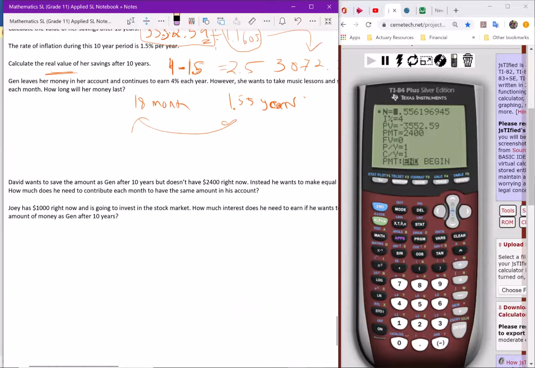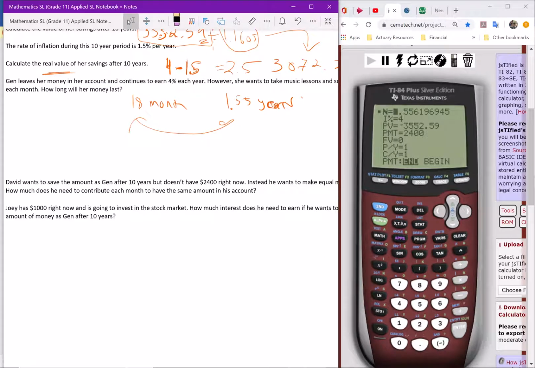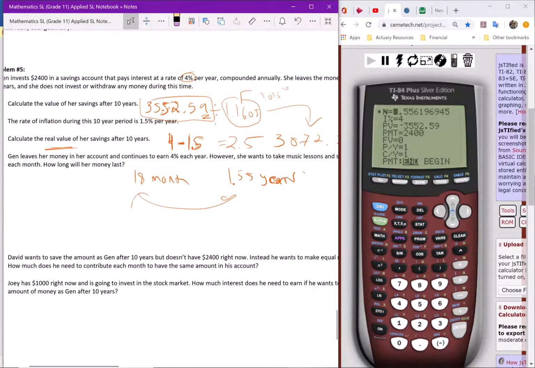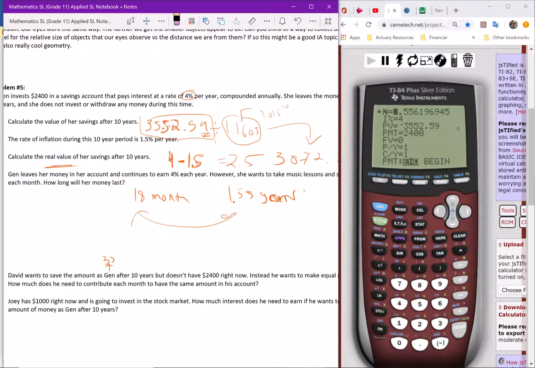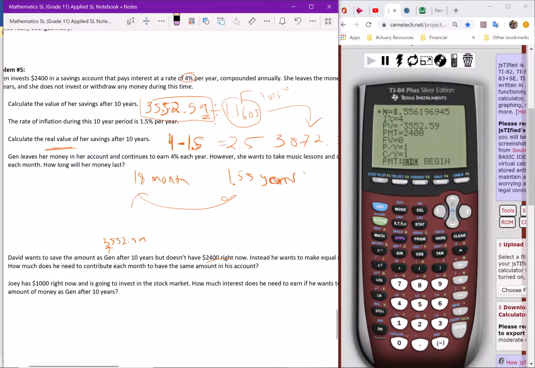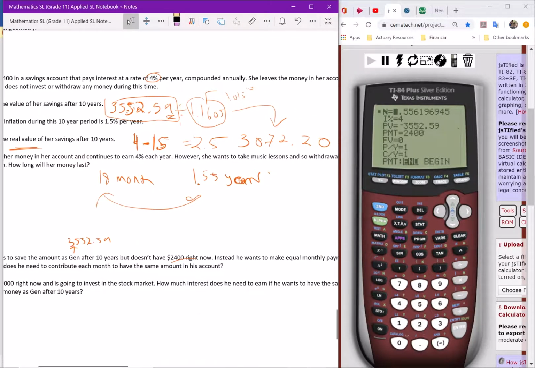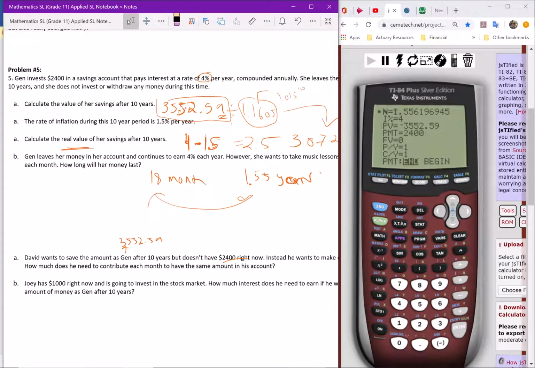Next is David wants to save the same amount as Jen after 10 years. So remember, Jen's amount is 3,552.59, but he doesn't have $2,400 right now. Instead, he wants to make equal monthly payments. How much does he need to contribute each month to have the same amount in his account, right?